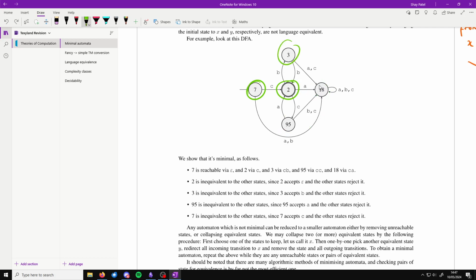And now we just need to find how these two are unique. So for example, 18 doesn't accept anything, whereas 95 accepts A. So this accepts something that this doesn't. And so all of these states are unique in some way. And we've just written this out as 5 bullet points.